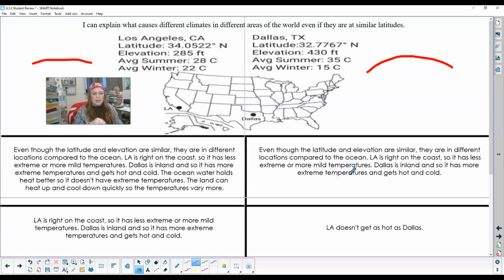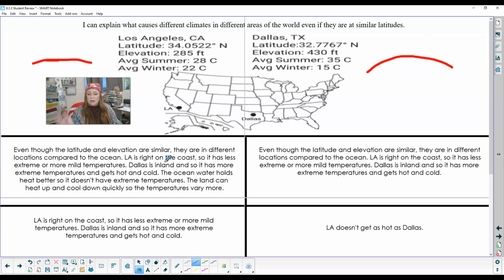So this one, a 3, even though the latitude and elevation are similar, just added in these extra details to show that we checked through every piece of it. Latitude similar, elevation similar. They're at different locations compared to the ocean. Los Angeles is right on the coast, so it has less extreme or more mild temperatures. It's kind of a mild slope here. Dallas is inland, so it has more extreme temperatures, farther from the water, gets hotter and colder.